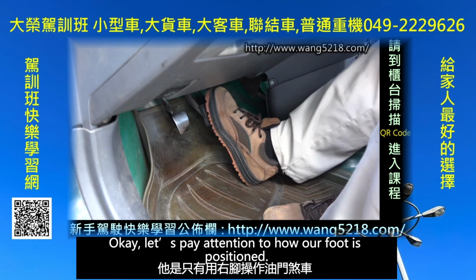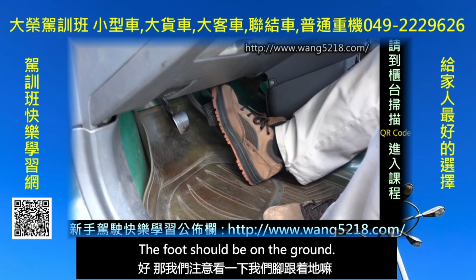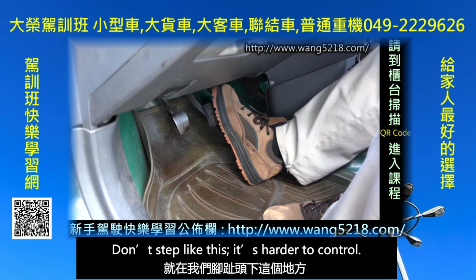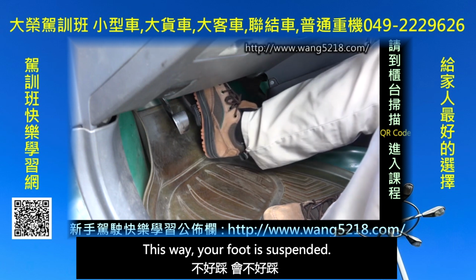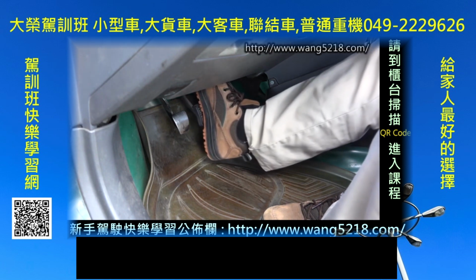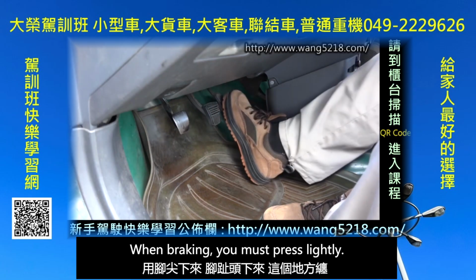Okay, let's pay attention to how our foot is positioned. The foot should be on the ground. The point of contact is under our toes. Don't step like this, it's harder to control. It's just not right. This way, your foot is suspended. If you can't press properly, the same goes for the accelerator. Use your toes down on the pedal. When braking, you must press lightly.